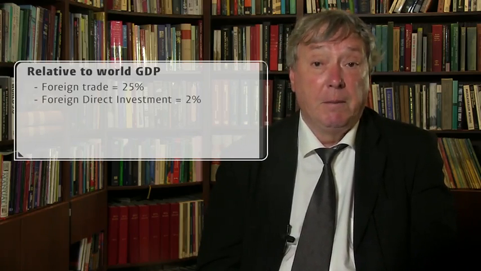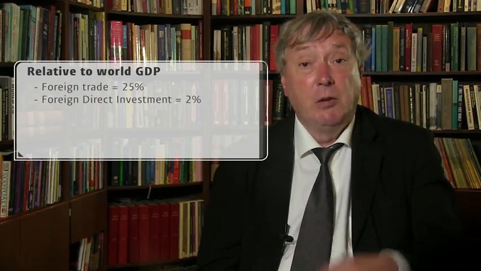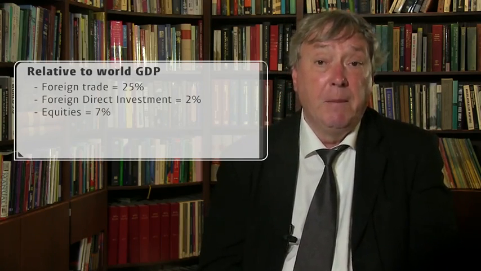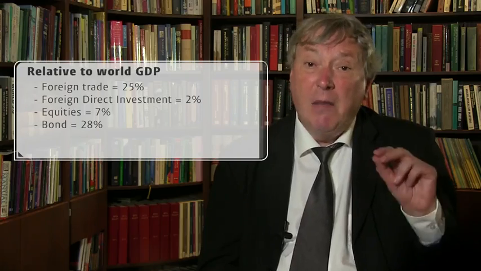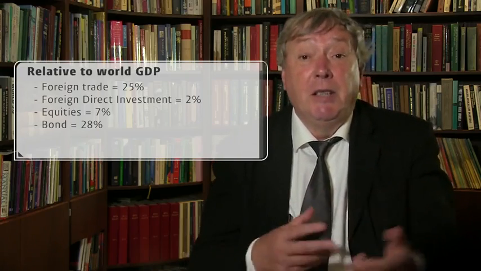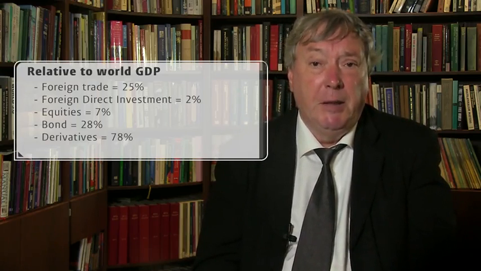Remember that a trillion is 1 followed by no less than 12 noughts. But it's still money. So let's try and put it in an easier context. The most common way to do this is to relate it all to GDP. So, for example, people would say, and they do say, that foreign trade is equivalent to 25% of world GDP. Foreign direct investment, then, would be equivalent to 2% of world GDP. Now, our rough estimate for the international trade in equities would be 7% of GDP. International bond trade would be equivalent to 28% of GDP. And our very nice and very kind adjustment in derivative trade would still be 78% of GDP.